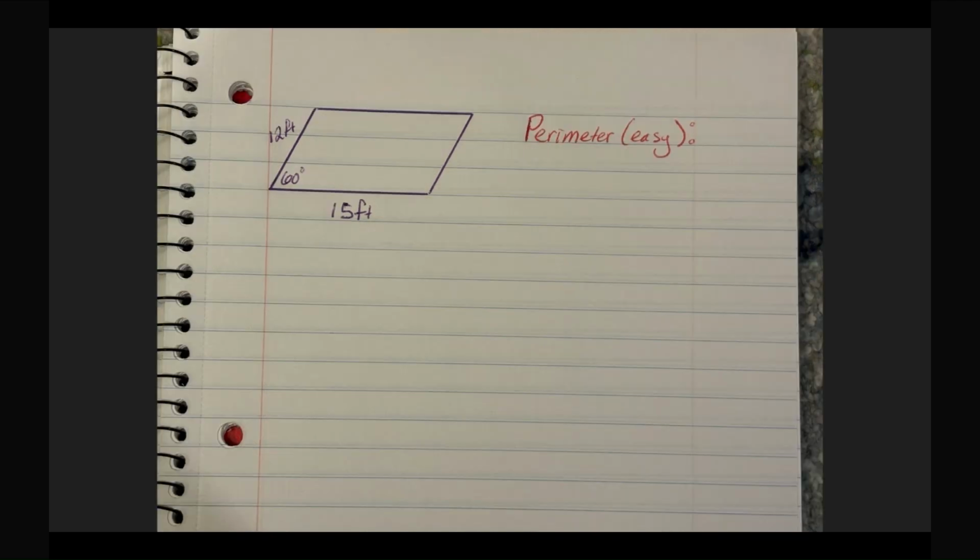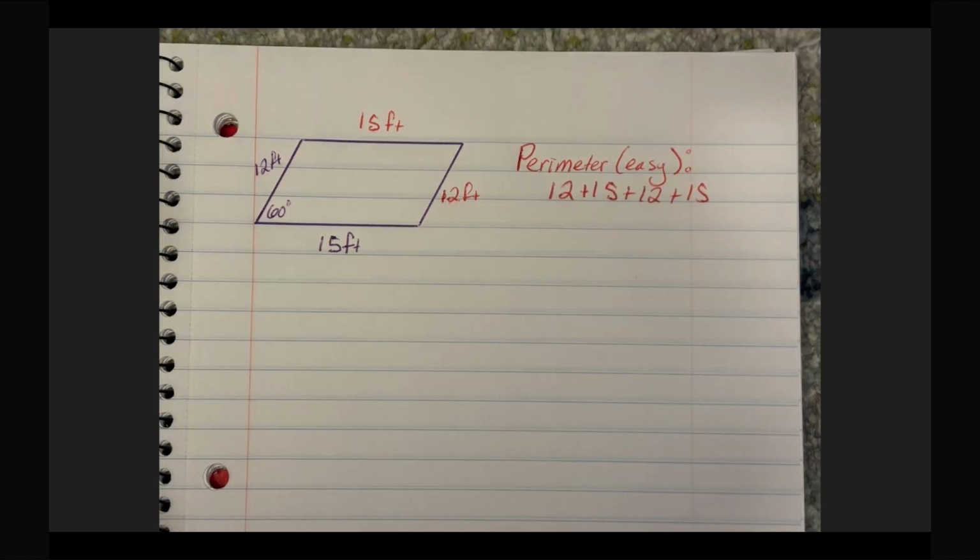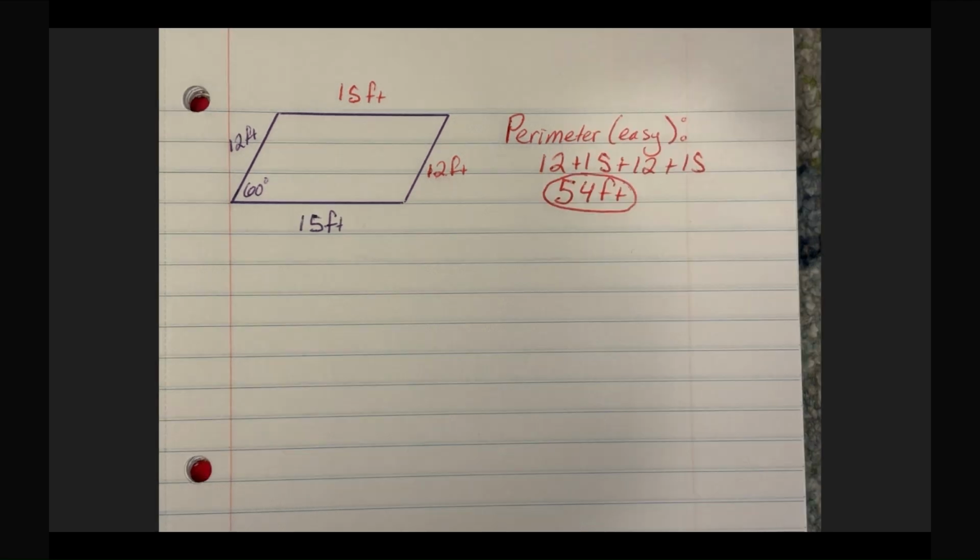So you might have a figure that looks something like this. We can see the two side lengths are 15 feet and 12 feet, and we can see a 60-degree angle in there. So finding perimeter here is easy because we already know all the side lengths. We know that in a parallelogram, opposite sides are congruent, which means that we can fill in these other two missing sides as 15 feet and 12 feet again. And then to find the perimeter, we just need to add up all the sides. So we're doing 12 plus 15 plus 12 plus 15, which gets us a total perimeter of 54 feet.